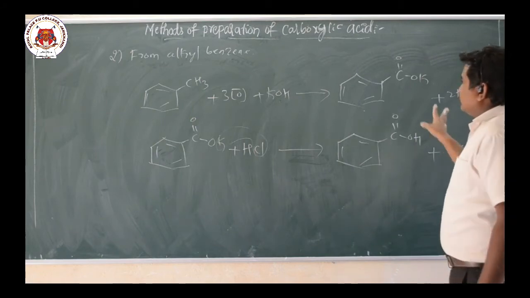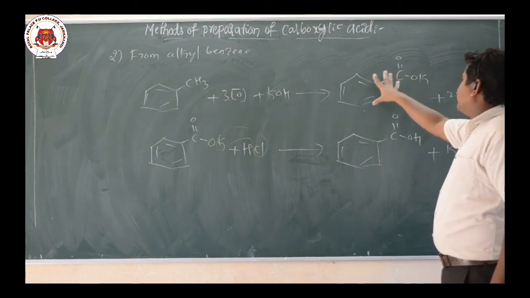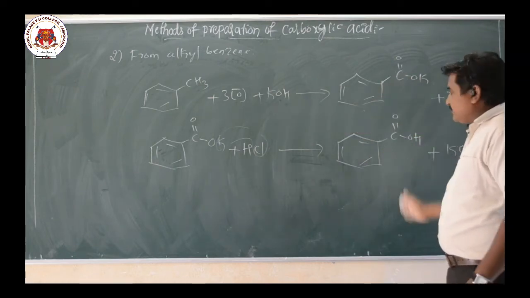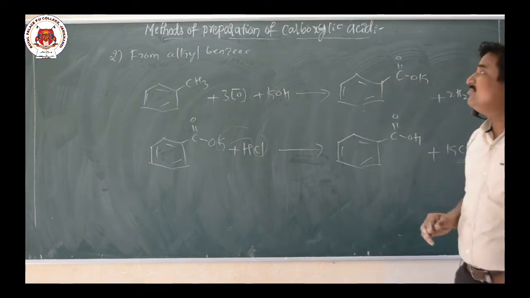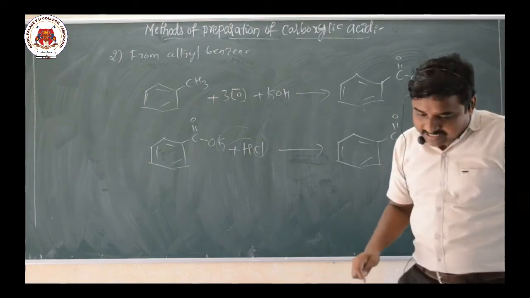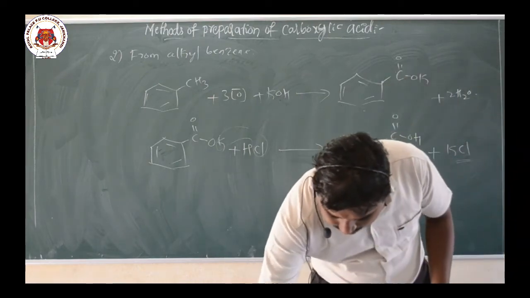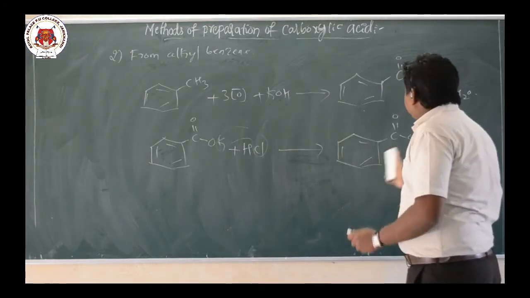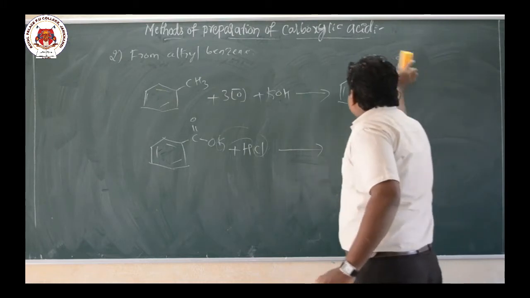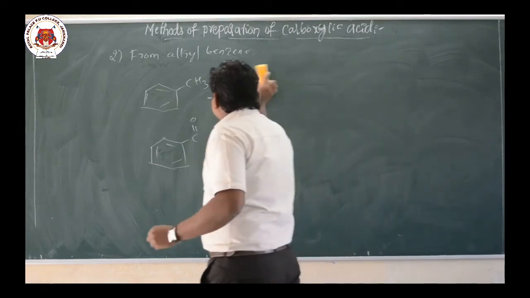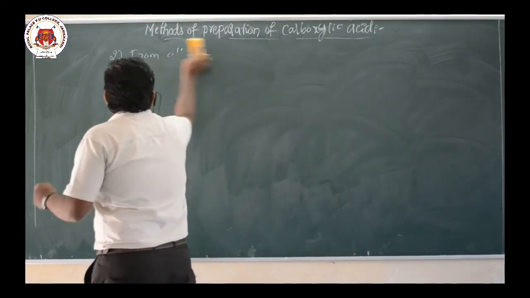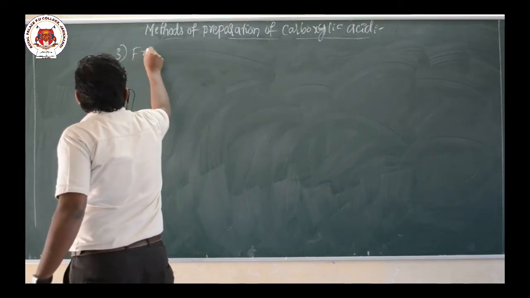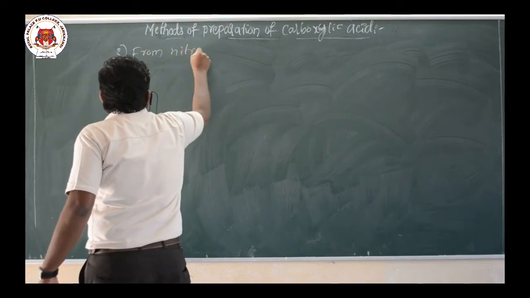Now here this is a potassium salt of benzoate. So after this acidification, we will get what here? Benzoic acid. So this is the second method for the preparation of what here? Carboxylic acid. Okay. So now the next method for the preparation of a carboxylic acid is from nitriles. Third method of the preparation of carboxylic acid. So preparation of carboxylic acid from nitriles.